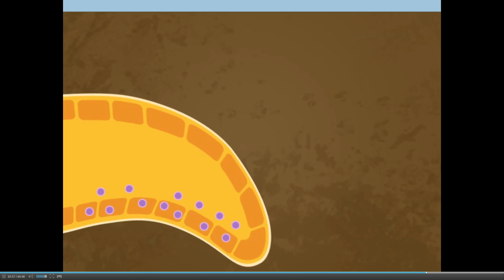Plants will also grow towards water. This is called positive hydrotropism.